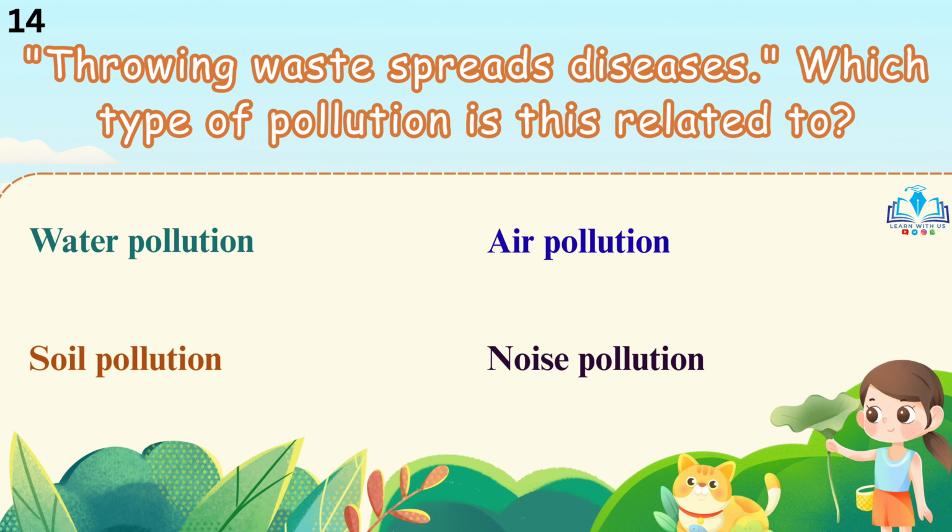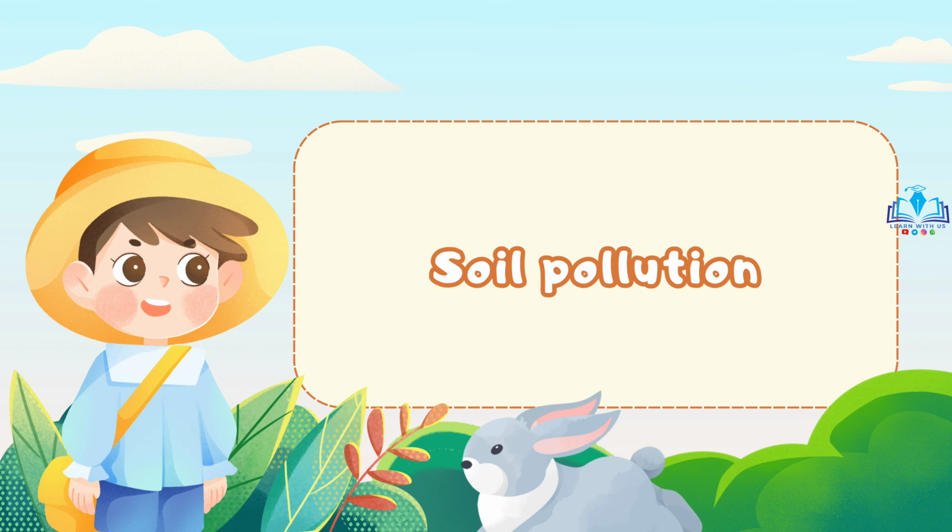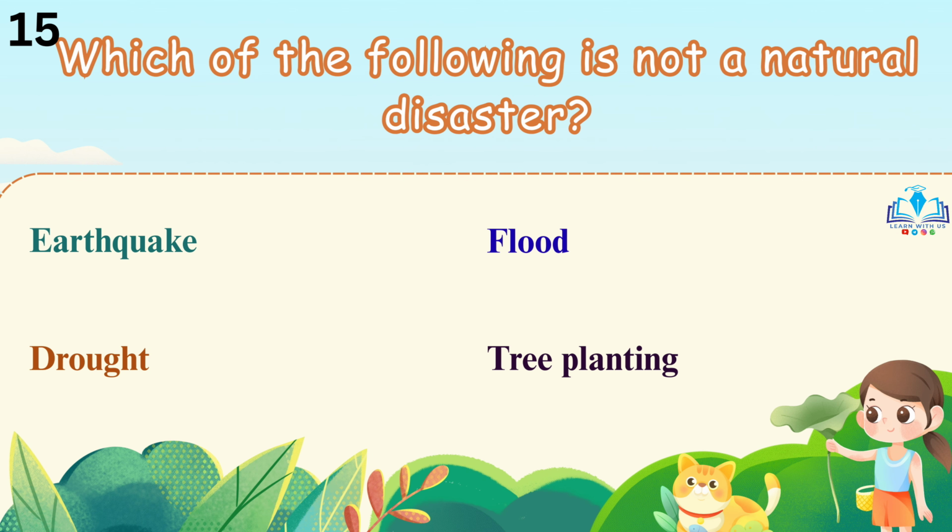Question 14. Throwing waste spreads diseases. Which type of pollution is this related to? A. Water pollution. B. Air pollution. C. Soil pollution. D. Noise pollution. Answer C. Soil pollution.